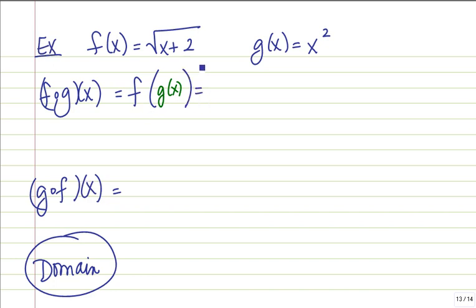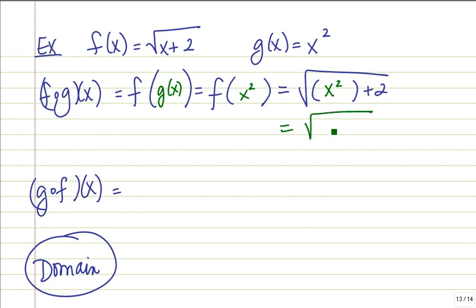Which is what? F of, what's g of x? It is x squared. Okay. Now, what is f of x squared? Well, we're going to the function f, right? The function f is defined as the square root of something plus 2. Well, what is that something? It is x squared. So it is the square root of x squared plus 2.